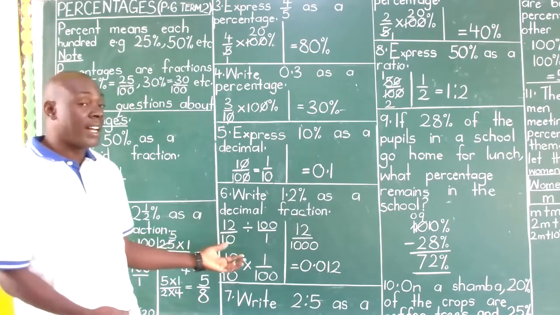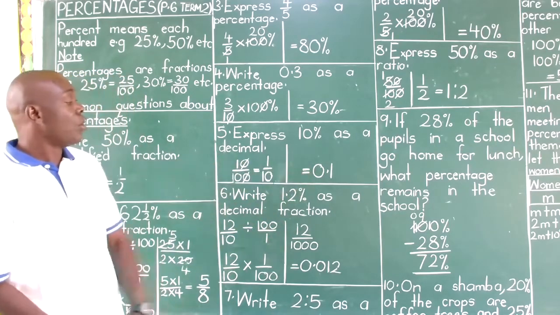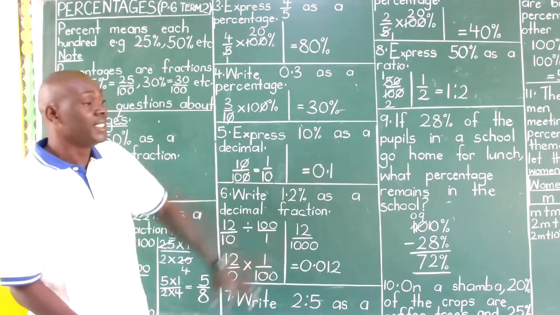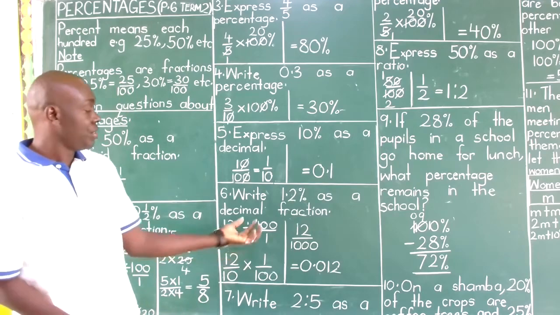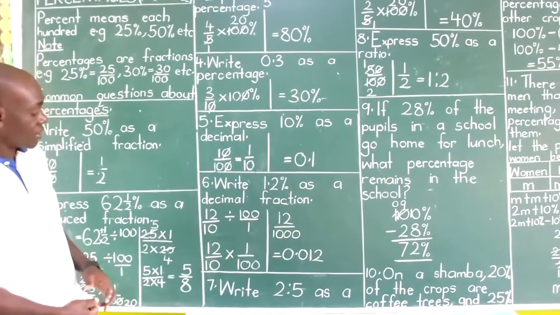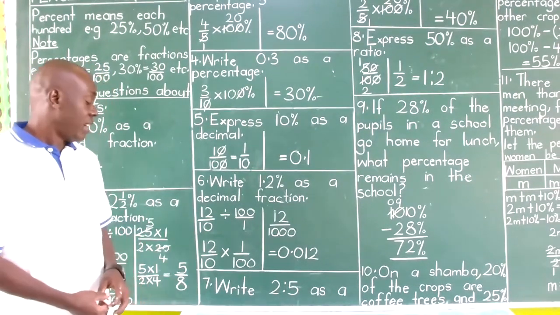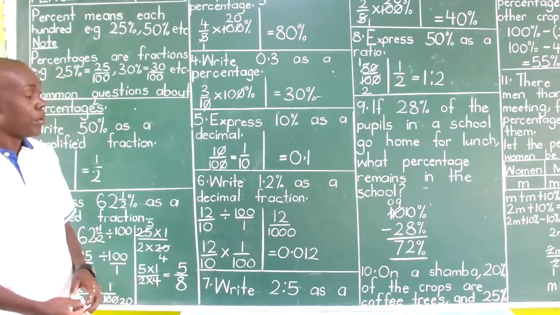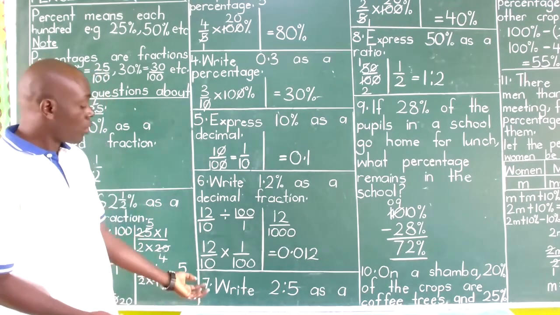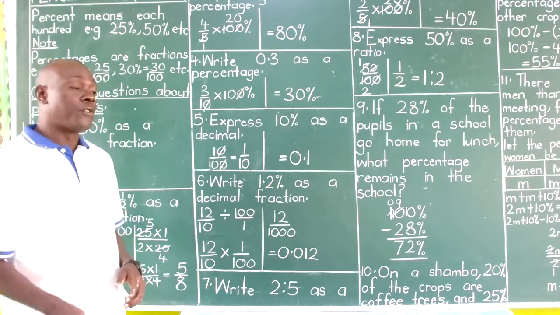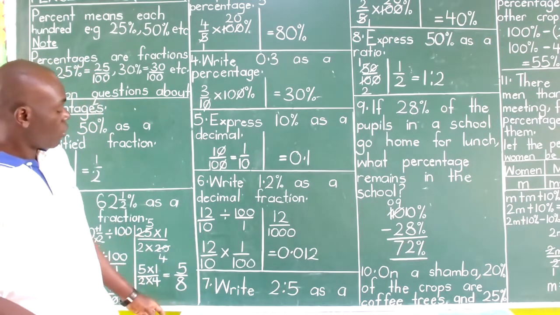So in that order, we'll be able to answer all the questions concerning decimal percentages being turned into decimal fractions. As we look at the next example, each example here has an activity with answers. So look at it and then you follow to answer accordingly.